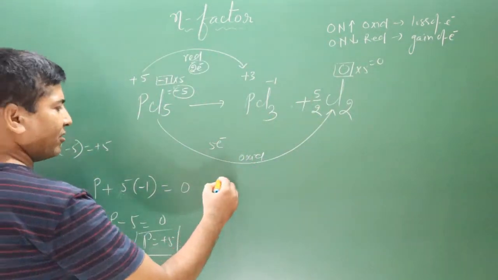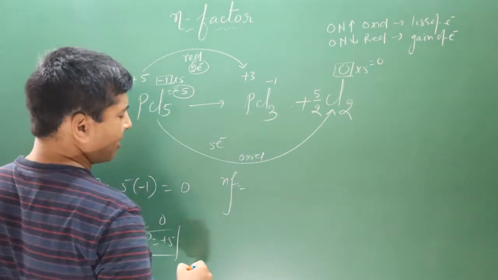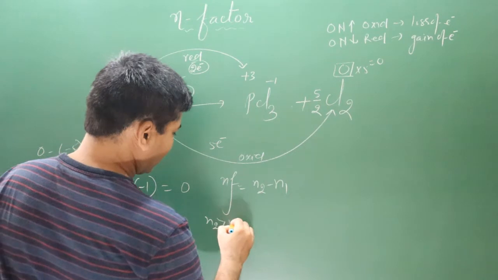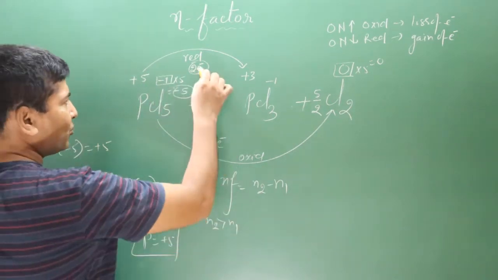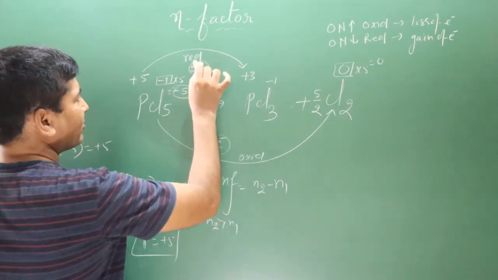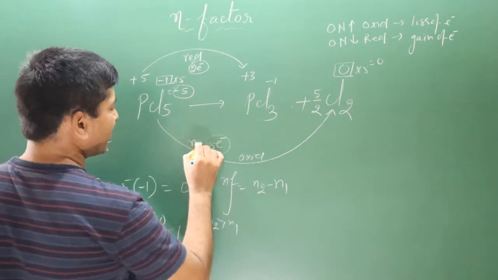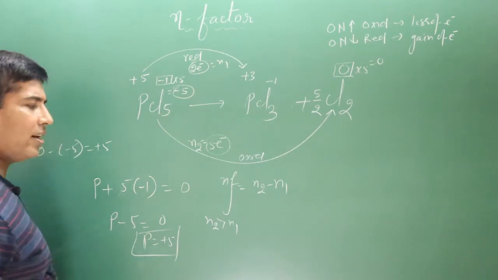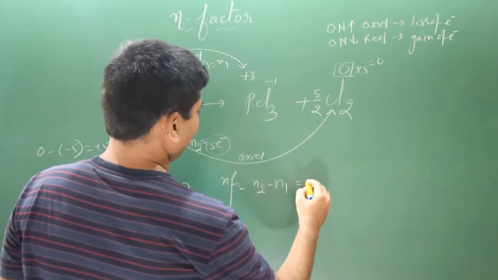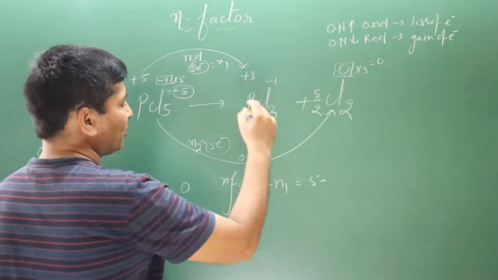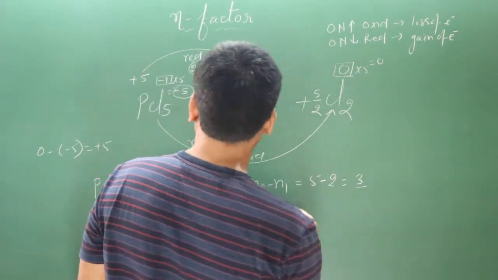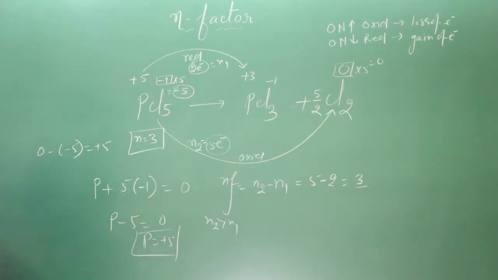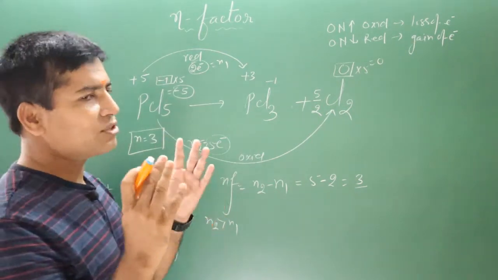And the n-factor formula is N2 minus N1, where N2 is always greater than N1. We have two values. One value is 5 electrons, another value is 2 electrons. So the larger value is always N2 and the smaller value is always N1. Find the difference. N2 is 5 minus N1, which is 2. Then we got 3. The n-factor value will be 3. Very simple concept. Just follow the concept.